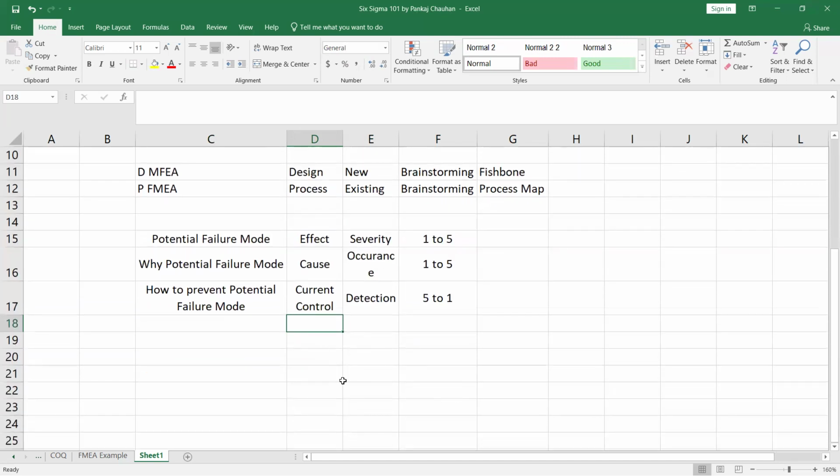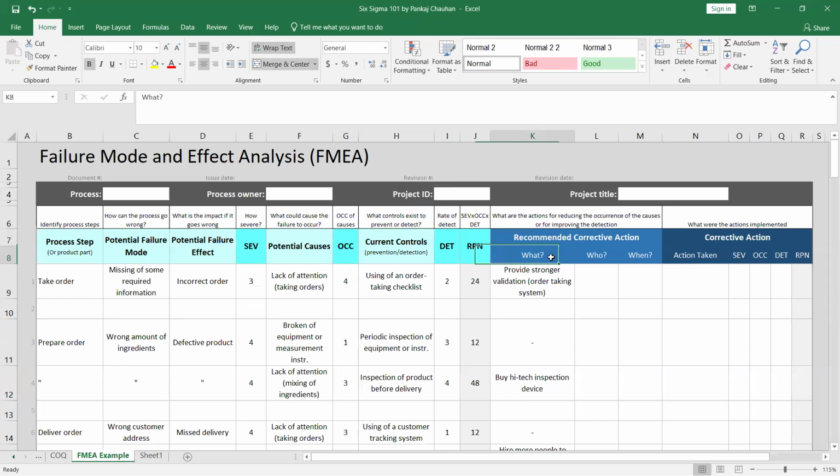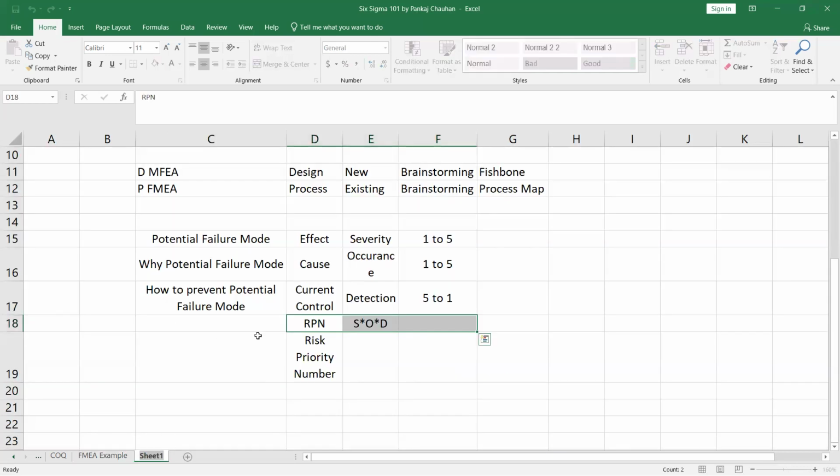Now there is something called RPN, which is called a risk priority number. RPN stands for risk priority number. And risk priority number is the product of your severity multiplied by occurrence multiplied by detection. If the risk priority number is high, that means risk is high and we need to take some action. In case your risk priority number is beyond your threshold or tolerance limit, then we propose some actions and we plan them.